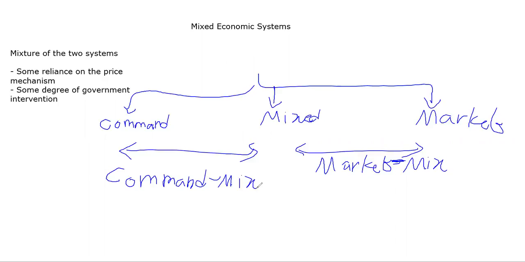So a market mix does have some features of a planned economy. It does have some features of a market economy. It just has more features of a market economy than a planned economy. So a market mix could be the United States, for example.